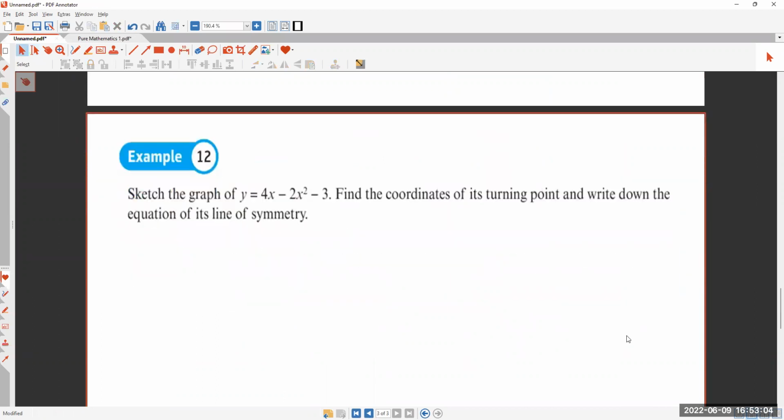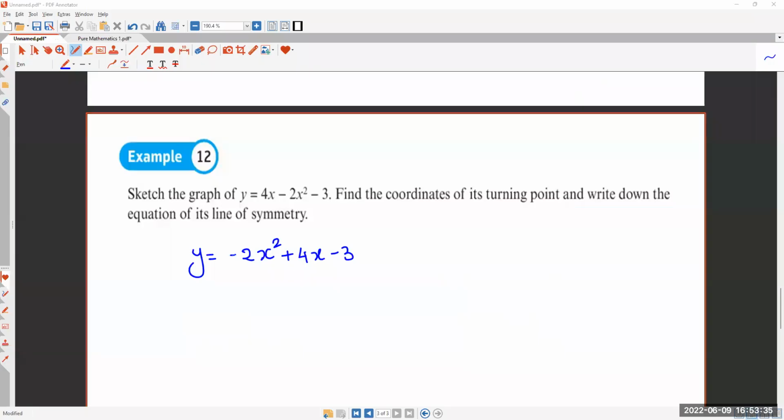First of all, you rearrange the quadratic equation. We need to sketch it, right? You rearrange the quadratic equation. So how would it look? Minus 2x square plus 4x minus 3. I rearranged it.